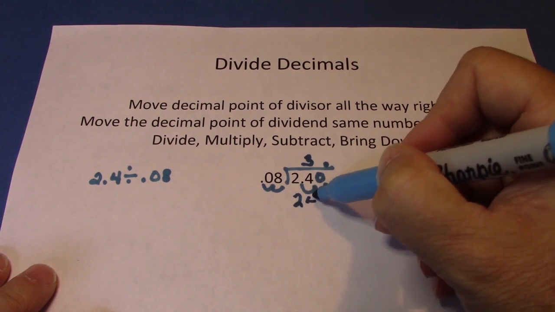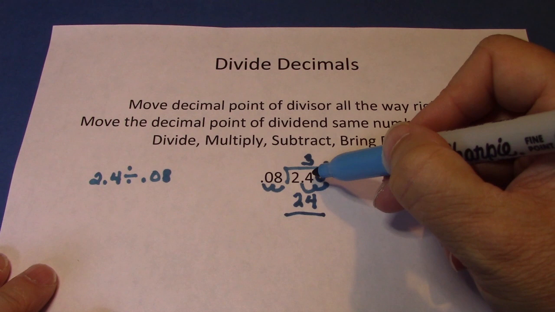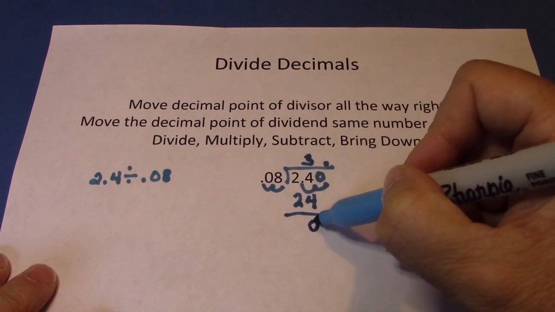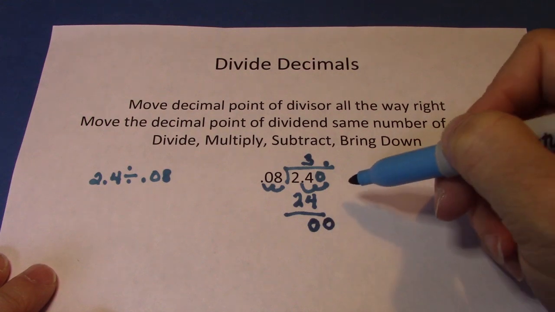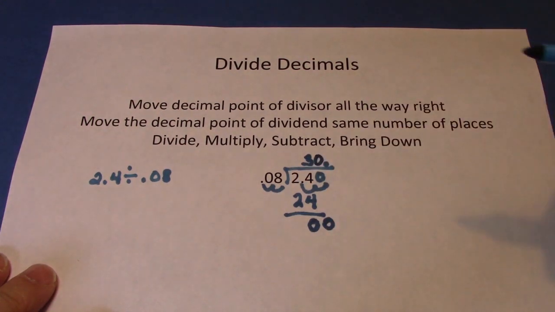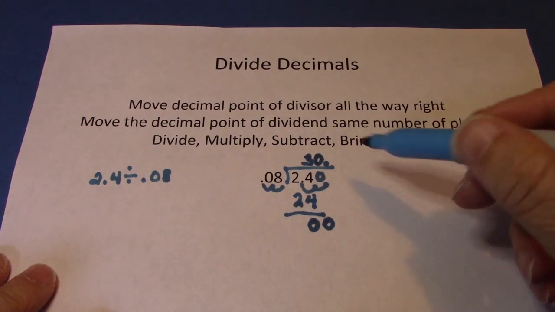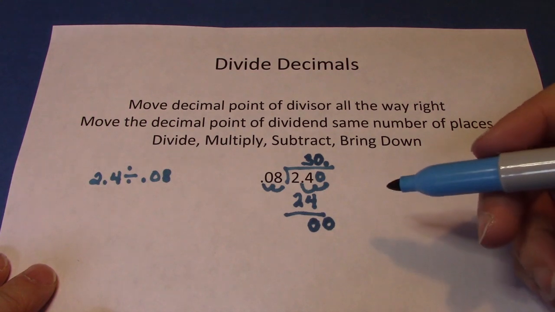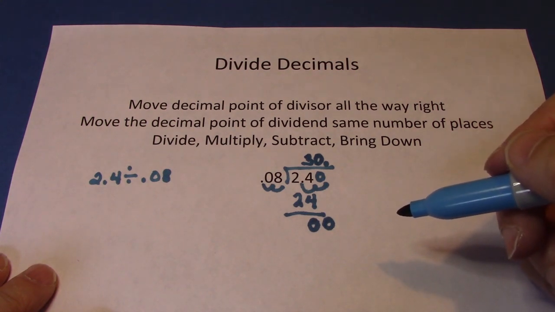So we divided, then we multiplied. Now we subtract. 24 minus 24 is 0. Next step, bring down. We have a 0 here. 8 does not go into 0. Put a 0 up there. Now, we're done because we've run out of decimal places and everything went in evenly. We'll do some more complicated ones in the practice problems.